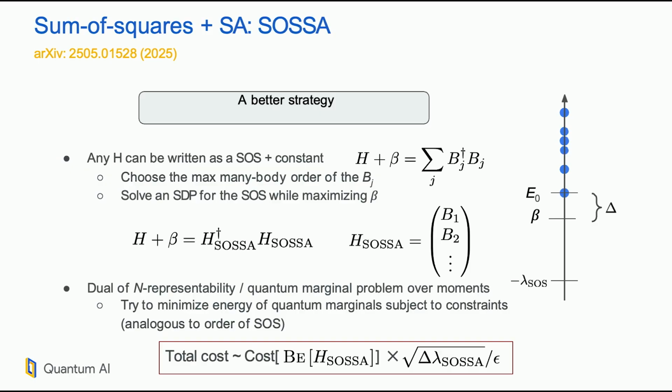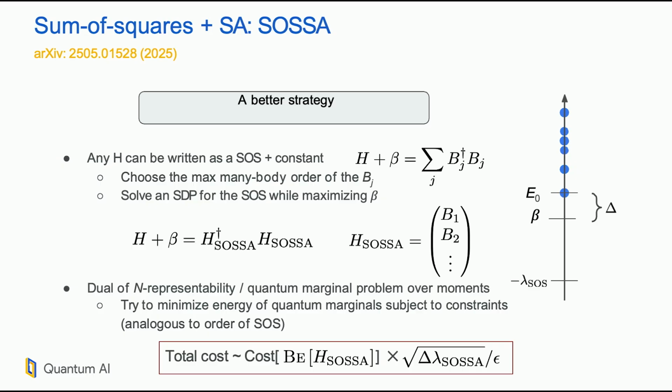Okay, so a better strategy would be to actually variationally optimize the sum of squares representation. It turns out that any Hamiltonian can be written in the form that I have here in the first line: H plus some constant beta is equal to some sum of squares operators. I can choose some ansatz for those sum of squares operators b_j and optimize, or maximize, beta, the lower bound in this case. And it turns out that that mathematical program has a very nice structure. It's a semi-definite program, which is efficient to solve as long as the ansatz size for the b_j's is polynomial in the system size.